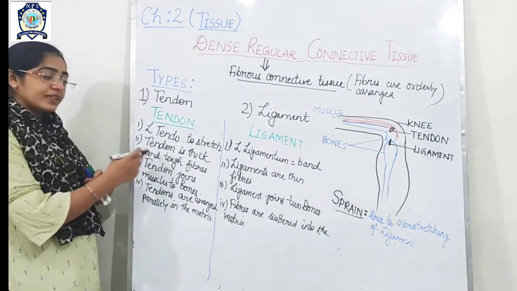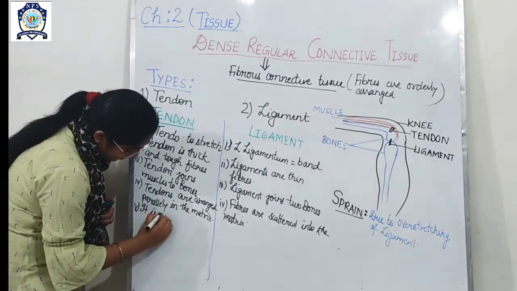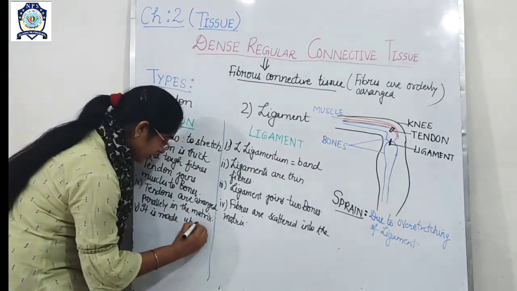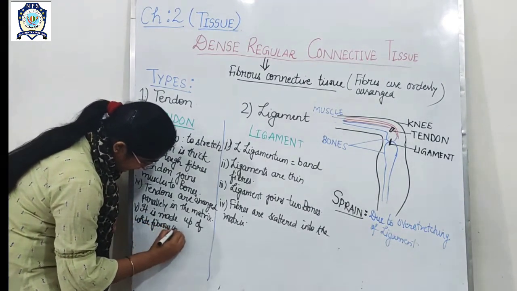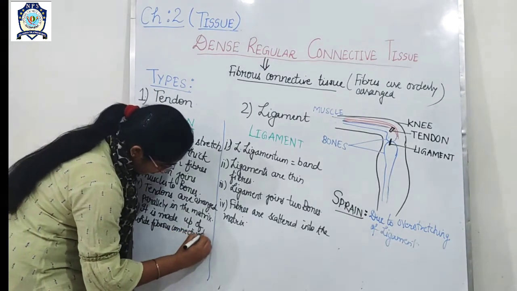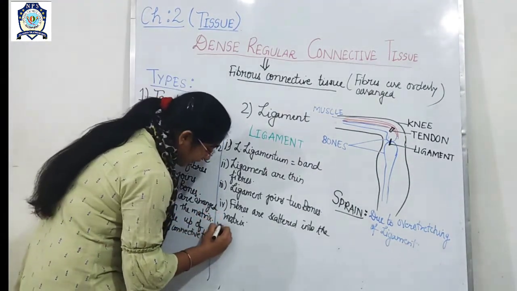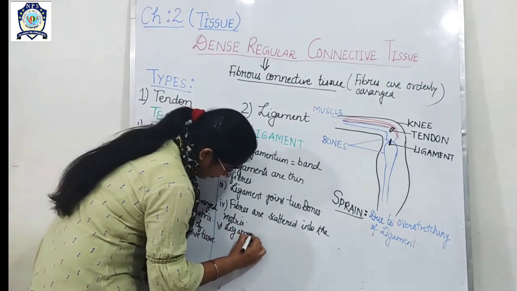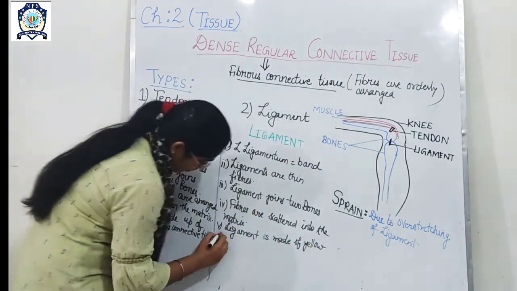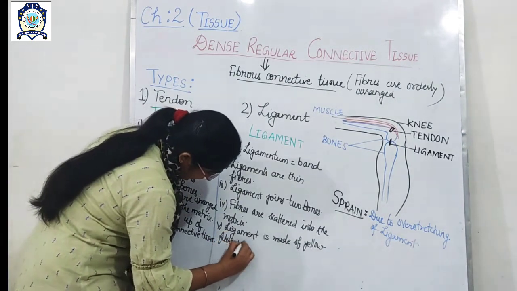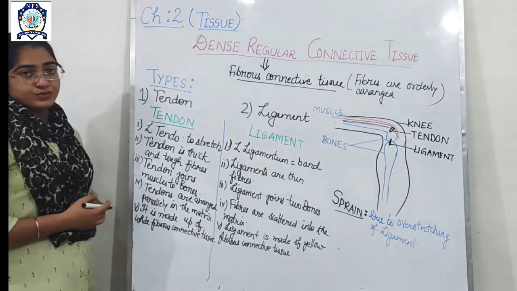And I told you that tendon is thick and tough, so what is it made up of? It is made up of white fibrous connective tissue, while ligament is made up of yellow fibrous connective tissue. Am I clear?